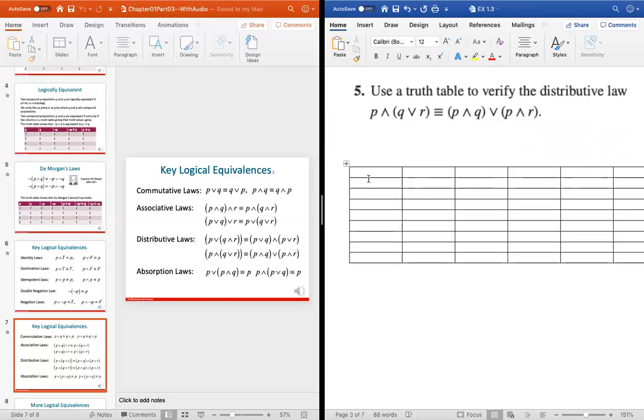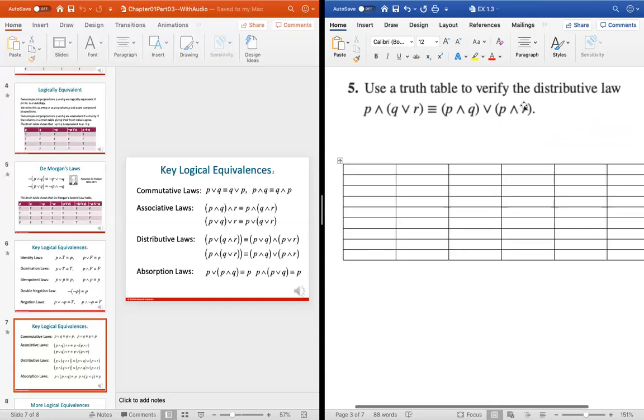Okay, so now we have this big equation, and then we have to prove this distributive law here. If you can see on the left hand side of the screen, this on the bottom is the distributive law. Basically what it says is we have to prove that the left hand side equals the right hand side. So we take them here.